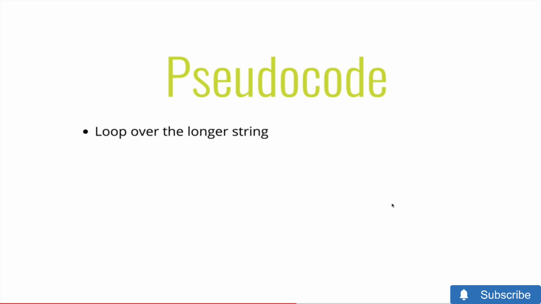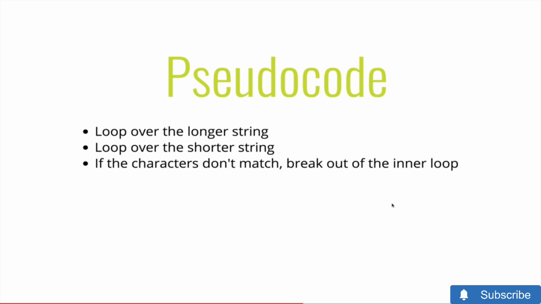So loop over the longer string. I guess I didn't say define a function this time, but define a function that takes 2 strings and just call it maybe string search. It takes the larger string and then the pattern that we're looking for. And then you loop over each character in the longer string, and then we have another loop over the shorter string. And then we just check.